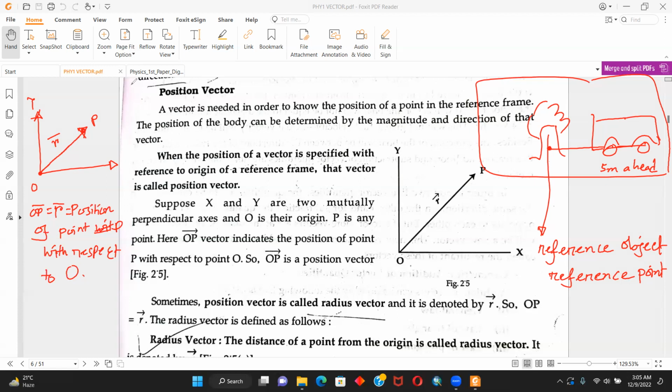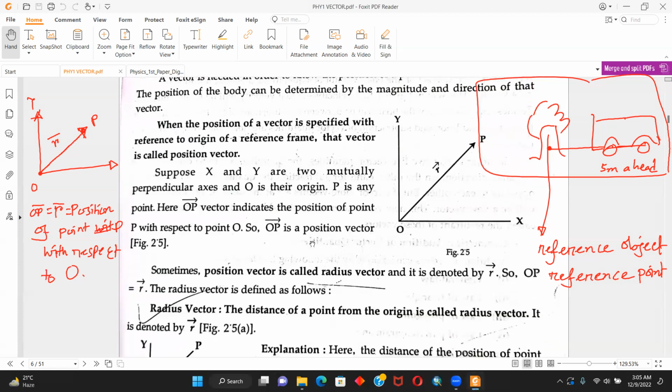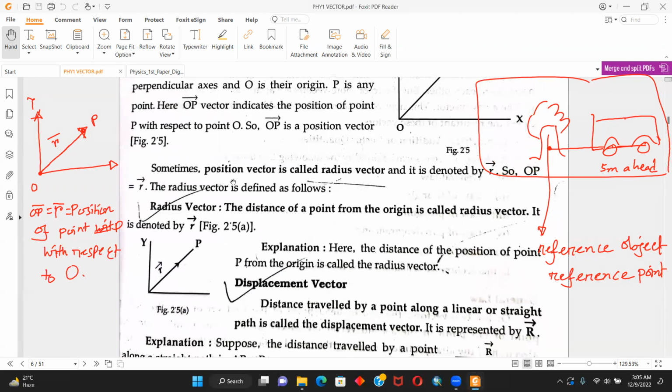But let's see if they say there is a difference. The distance of a point from the origin is called the radius vector. It is denoted by the R vector. So actually they are the same.